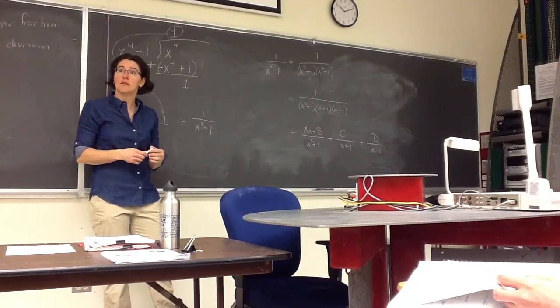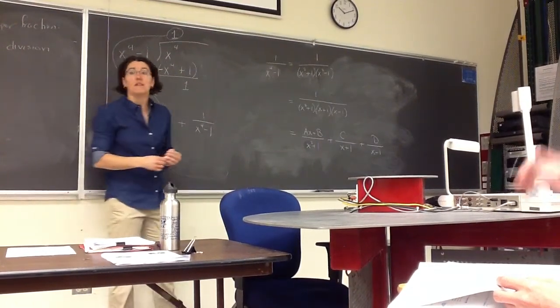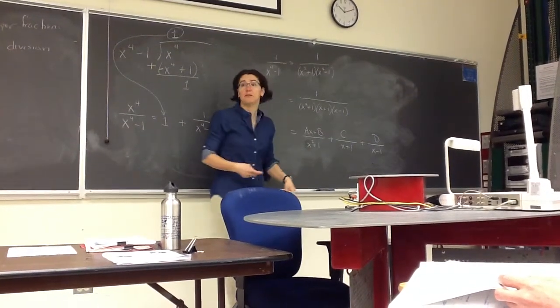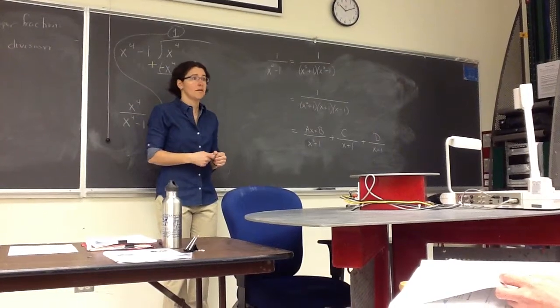Will that always be the case for an irreducible quadratic? Yes. Anytime you have an irreducible quadratic, your numerator is always ax plus b. It's always linear. Okay, good. Other questions?